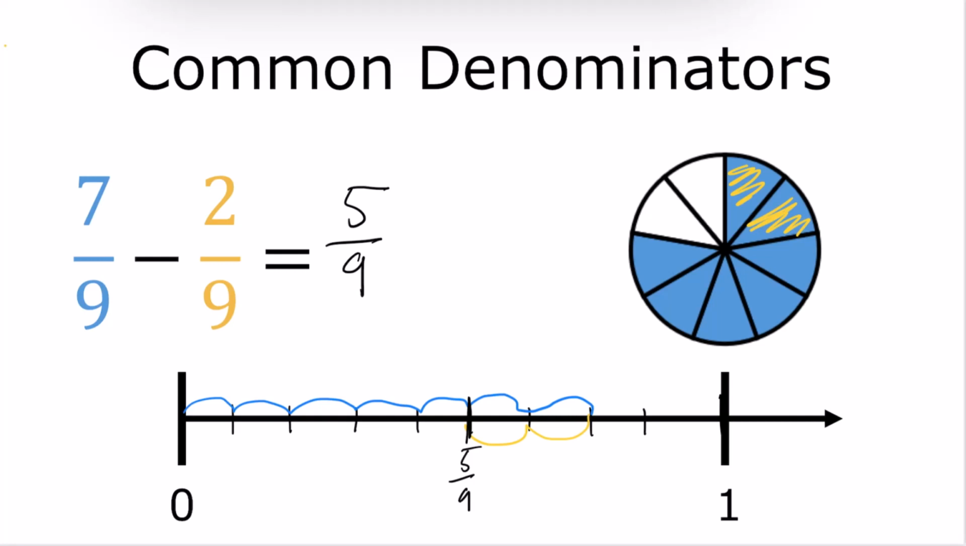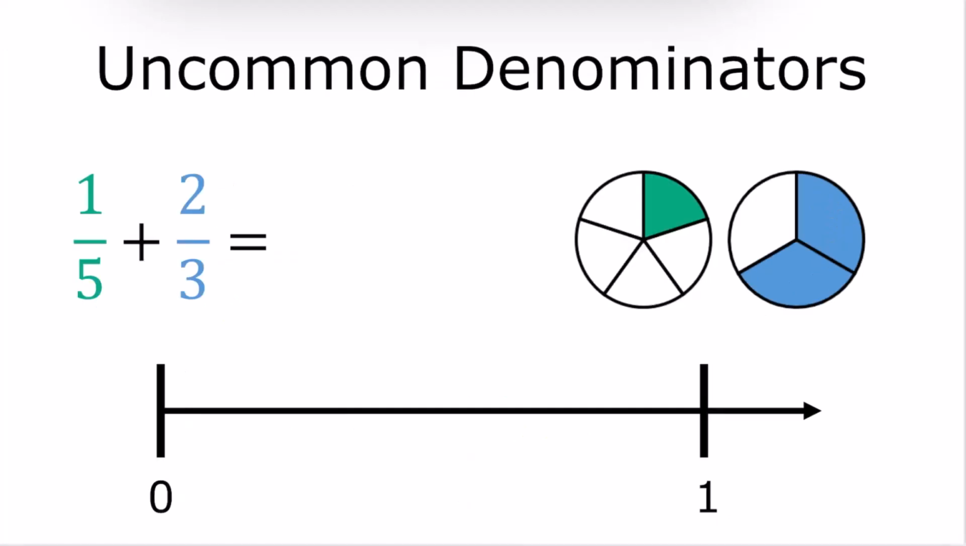And that's how you would subtract fractions with common denominators. But sometimes when we're adding and subtracting fractions together, we don't have common denominators. Like, for example, if we have 1/5 plus 2/3 and we visualize that with a region model, well, the 1/5 green slice of the circle is much smaller than the 2 blue slices that represent 2/3.